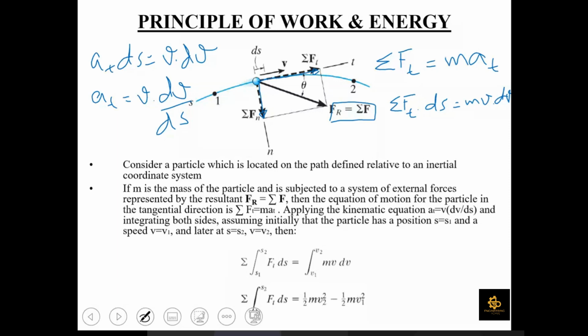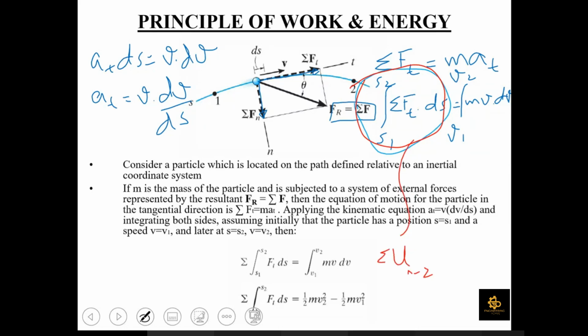Yes, sir. Yes. Okay. Now integrating this equation on both sides from S1 to S2 since ds is involved here, and from V1 to V2 since we are integrating with respect to velocity. Now, what does the left hand side of this equation indicate? Force into displacement. What does this represent? Work done. It basically represents the work done on this particle by various forces in moving it from position 1 to position 2.